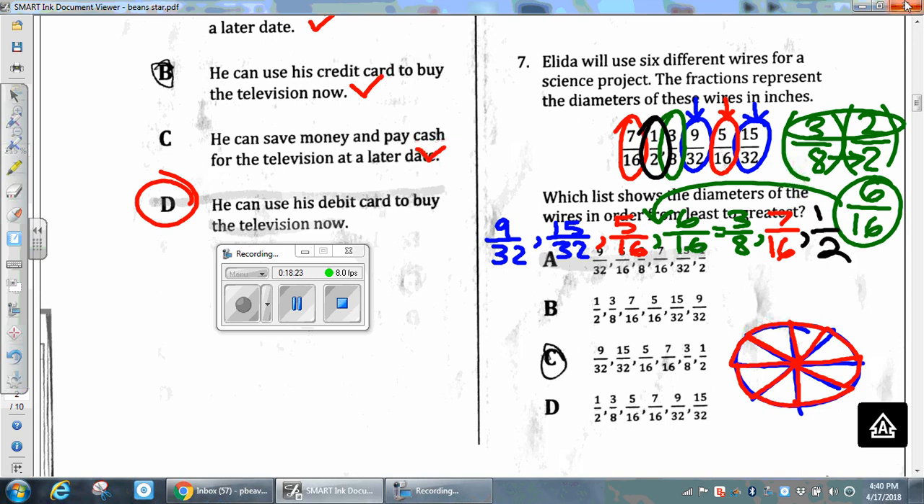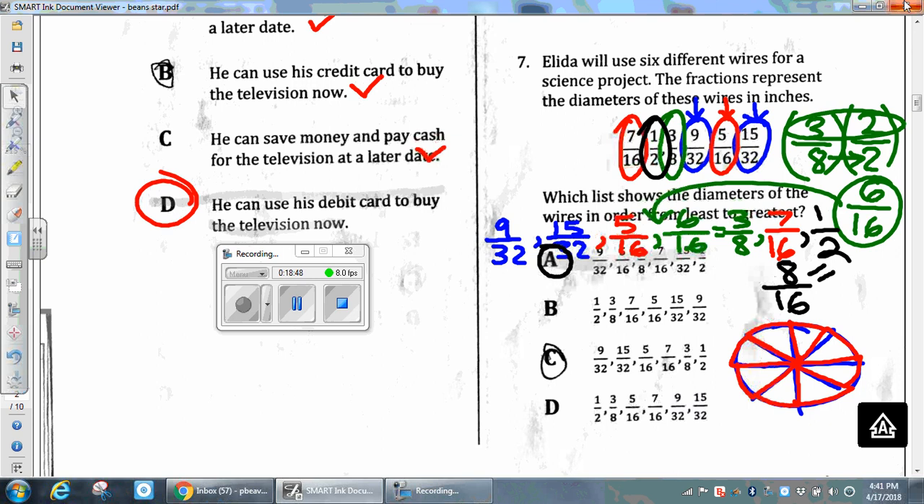Now, are we sure the 1/2 is the biggest? Yes, definitely, because if you had a fraction with a 16 for the denominator, half of it will be 8 over 16. And so, of course, definitely these two are equal, and therefore they are the biggest. So the correct answer here was A, and so that is the reason why.